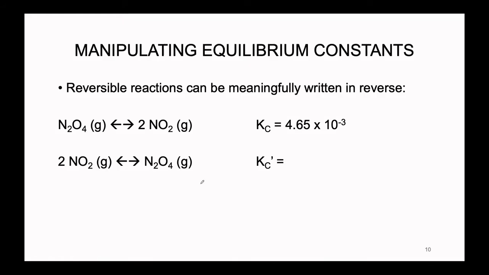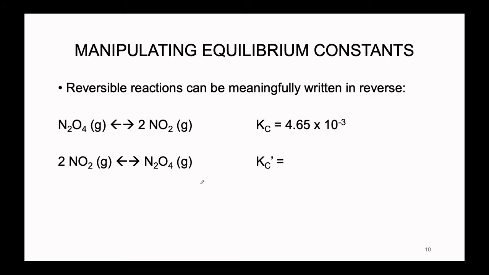Okay, so equilibrium constants, now that we've started tying them to numbers, quantitatively speaking, can also be manipulated. Reversible reactions, much like complete reactions, can be added together, they can be written in reverse, they can be scaled up, they can be scaled down. And so what we're going to be doing now is looking at how the equilibrium constant, which gives us information about that reversible reaction, is affected by these types of manipulations that we can make.